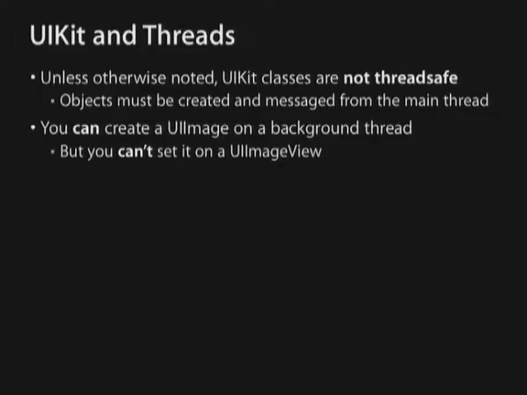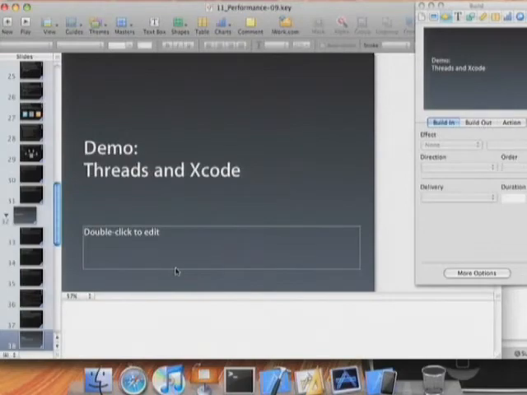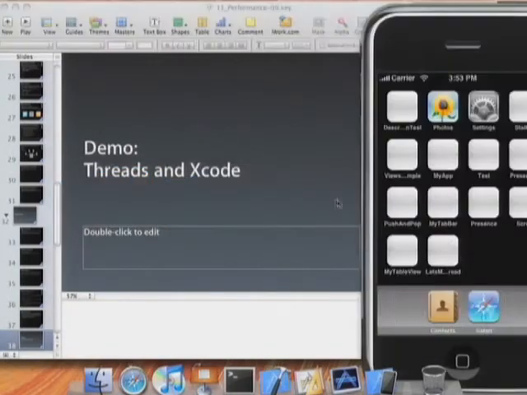One little extra point here actually is that you can create a UIImage on the background thread. You can load it. You can convert it from data. But you cannot set it on an image view. So let's look at, I don't know if this is going to work, threads in Xcode. Let's look at the code. Let's give it a try.